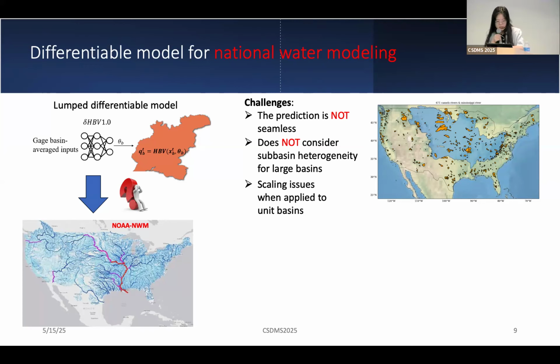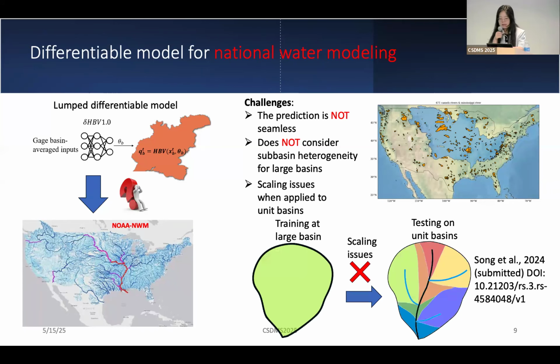So this will cause a lot of errors in the simulation. And another problem is the scaling issue. Since the observations of the streamflow are from gauges at different scales, most of them very large scales, if we directly train our model on this scale and later want to apply it to the unit basins for the routing, there is a scaling issue between the model training and testing.